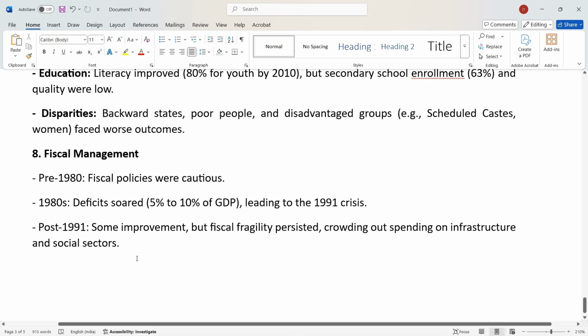Let's also see the fiscal management before the 1980s. The fiscal policies were cautious at that time. In the 1980s, the deficits were 5% to 10% of GDP, which led to the 1991 crisis. After the 1991 reforms, there was some improvement. The fiscal deficit declined, and the spending on infrastructure and the social sector also increased a little.